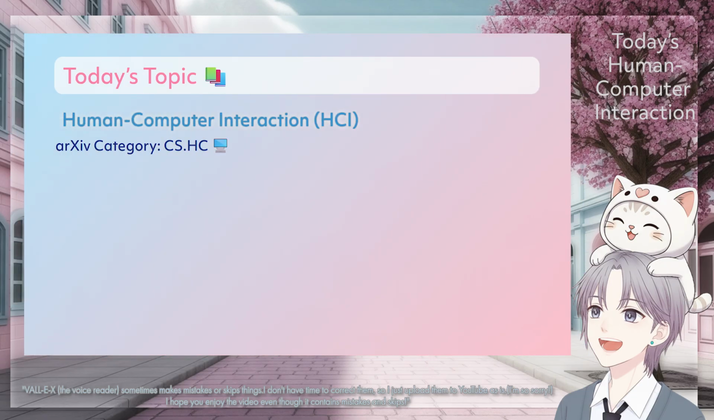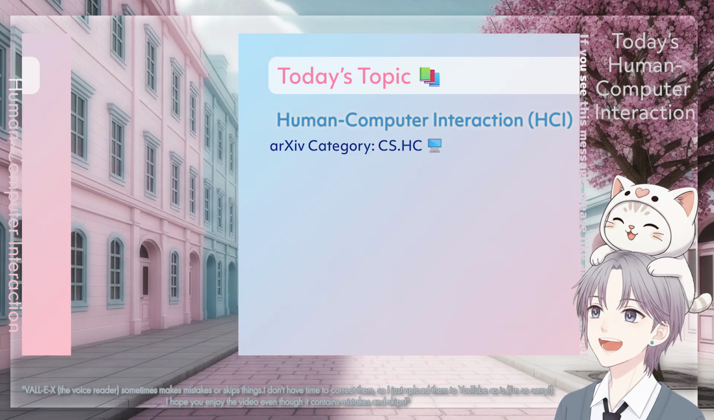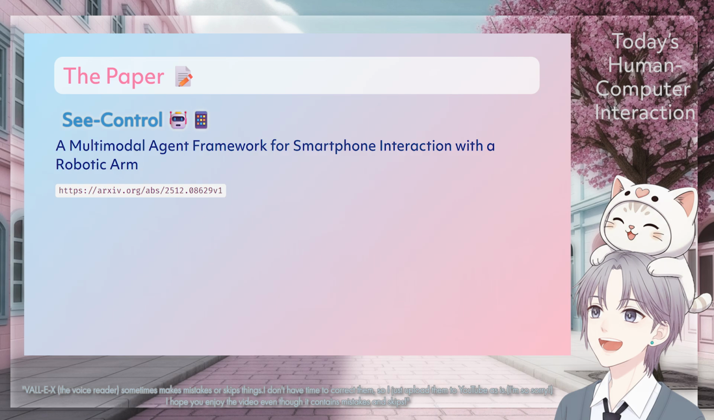Today, we are going to look at a very interesting paper that is currently trending on arXiv. It is all about human-computer interaction, or as we call it in the field, cs.HC. Now, settle down, get your notebooks ready. This is going to be fun. The title of the paper is Ichino-ani, a Multimodal Agent Framework for Smartphone Interaction with a Robotic Arm.